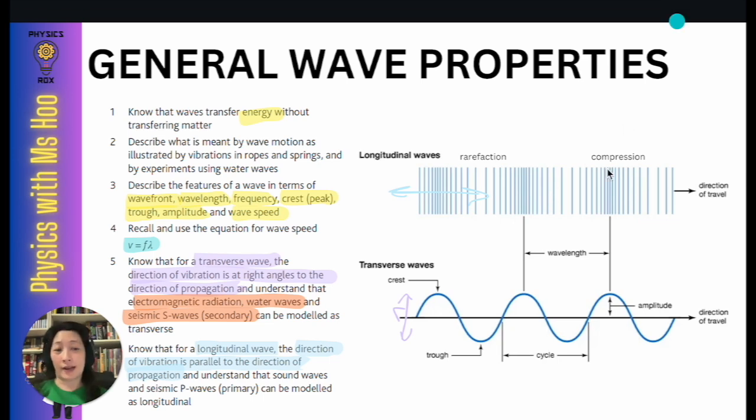You need to be able to recognize which is transverse and which is longitudinal. As mentioned here, transverse waves include electromagnetic, water waves, and seismic-S. For longitudinal waves, you need to know that all sound waves are longitudinal, whether they are audible, infrasonic, or ultrasonic. In addition, you must be aware that seismic-P waves, which are primary, are longitudinal waves.